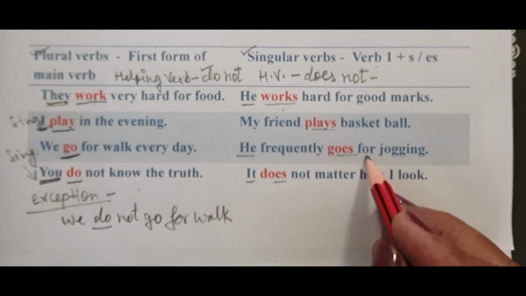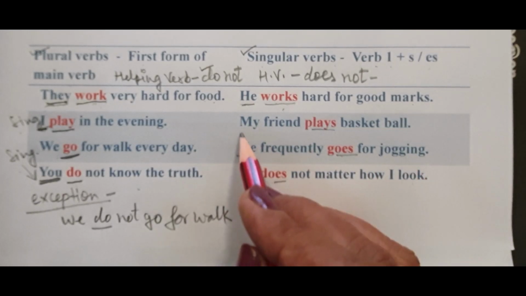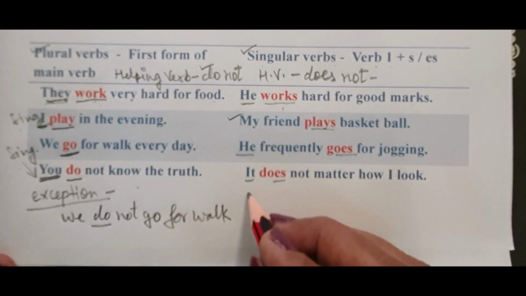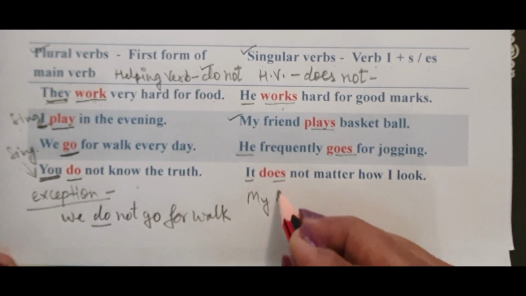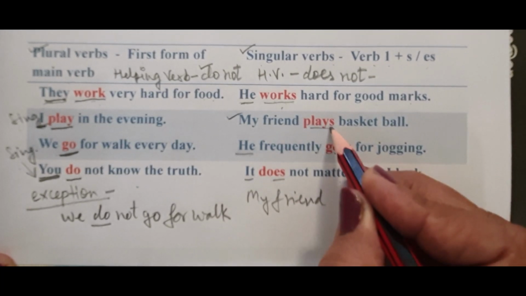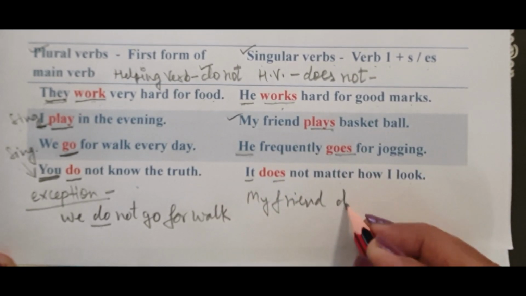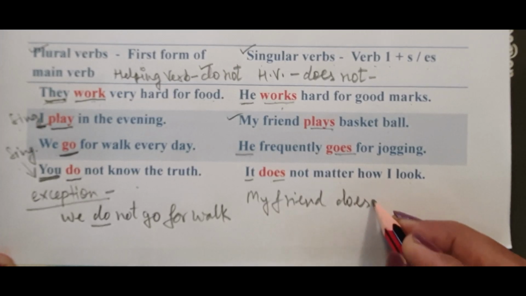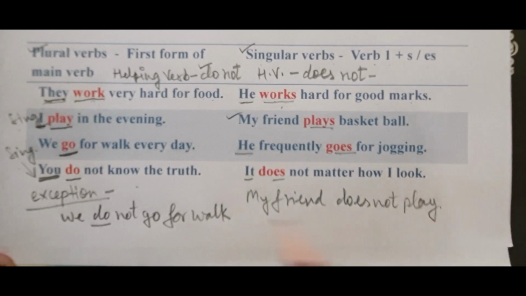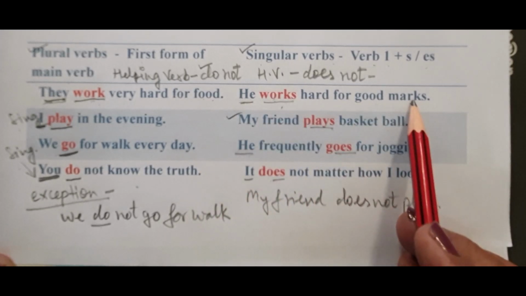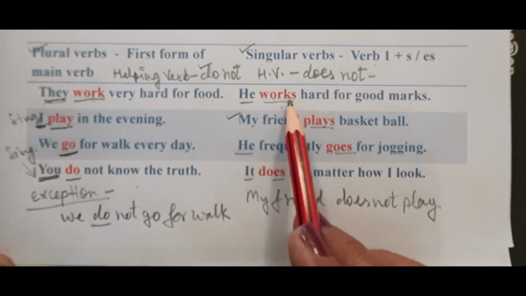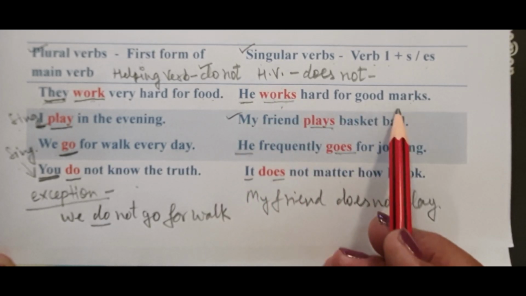He frequently goes for jogging. My friend plays basketball. Let's make it negative. My friend, which helping verb we will use? Does, because S verb is singular verb. My friend does not play basketball. Similarly, he works hard for good marks. He does not work hard for good marks.